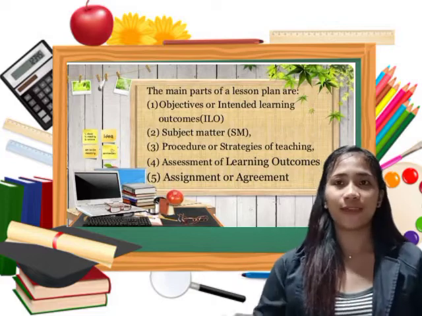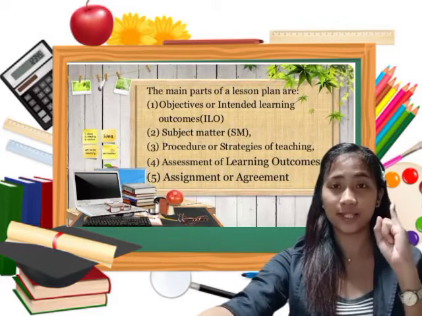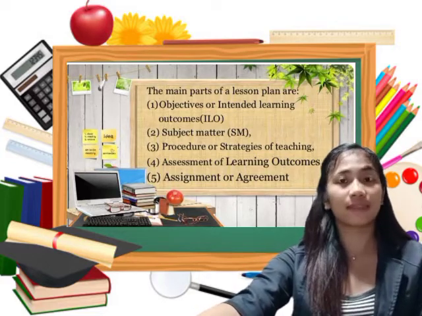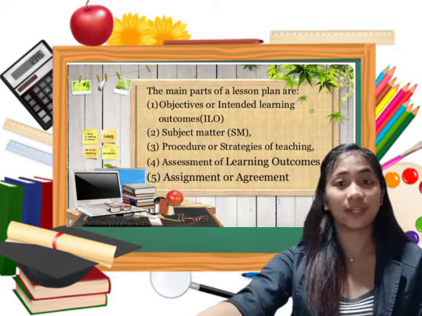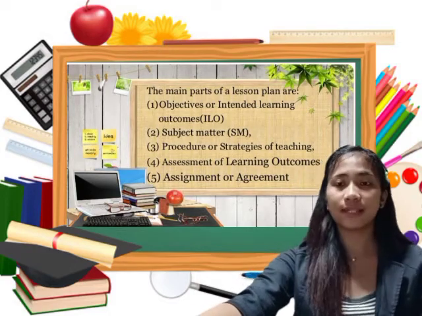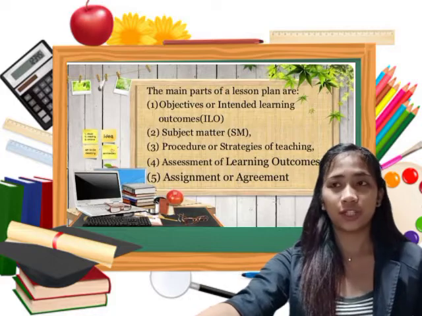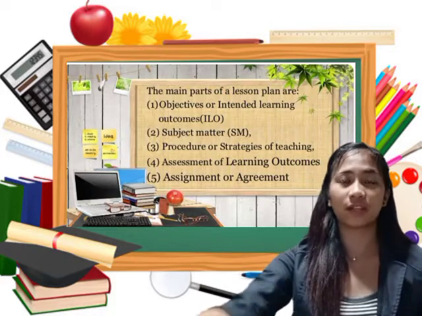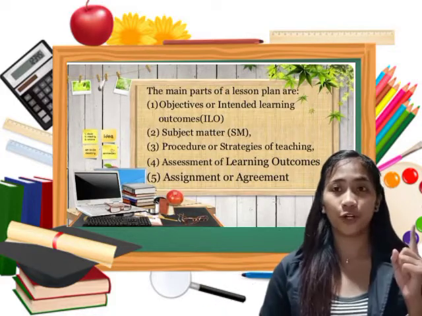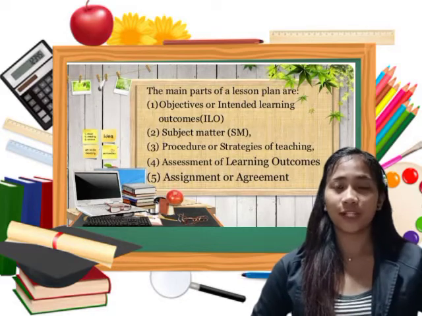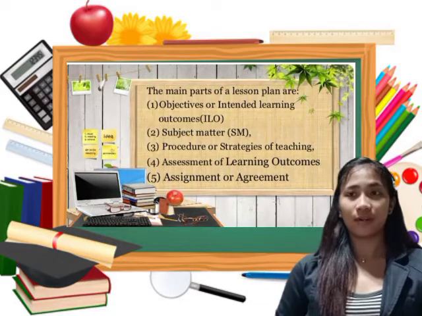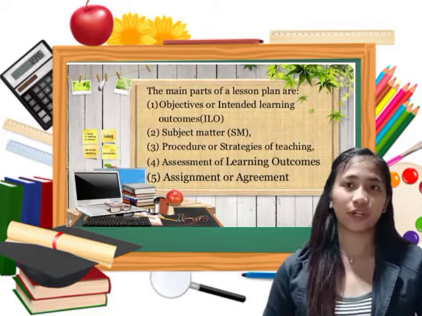The main parts of a lesson plan are: first, the objectives or the intended learning outcomes or the ILO. Second is the subject matter. Third is the procedure or strategies of teaching. Fourth, assessment of learning outcomes or the ALO. And last, the assignment or agreement.